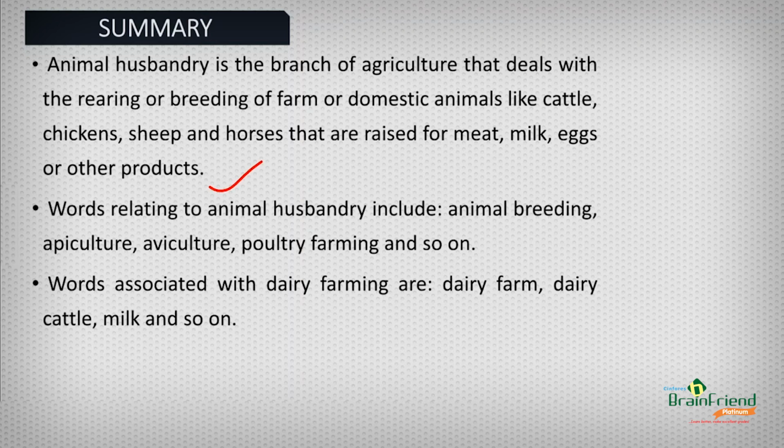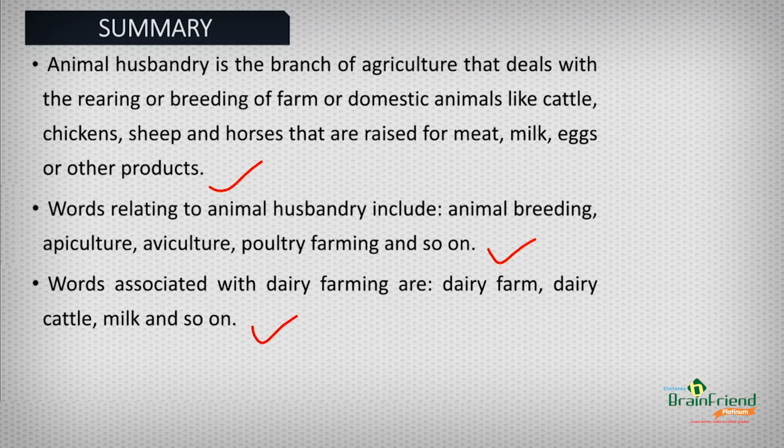Also, we learned that words relating to animal husbandry include animal breeding, apiculture, aviculture, poultry farming, and so on. Lastly, we learnt that words associated with dairy farming are dairy farm, dairy cattle, milk, and so on.